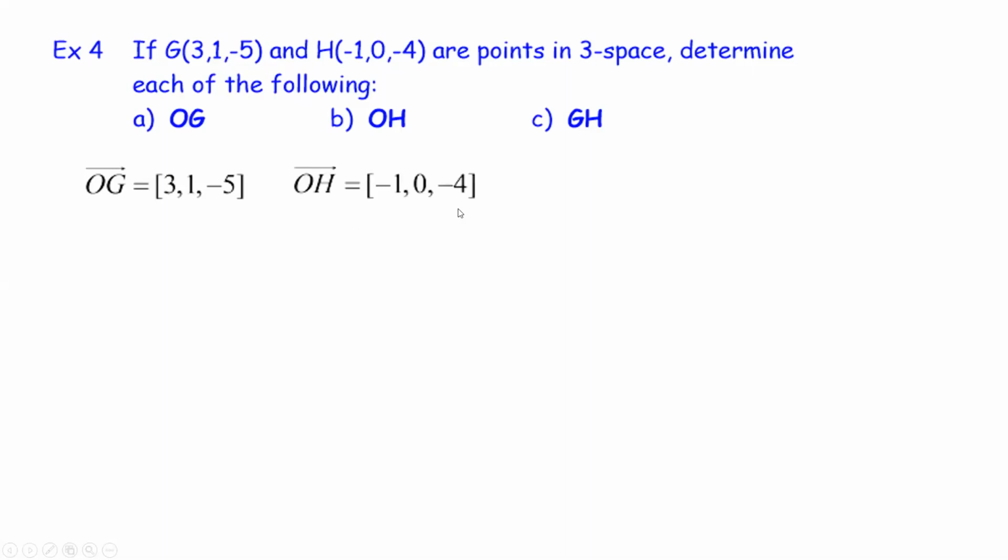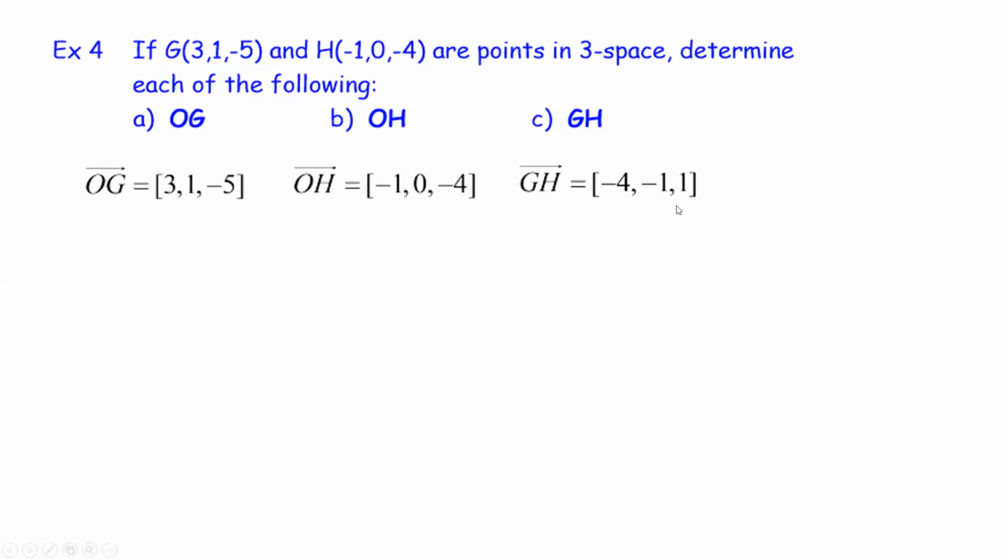There's no difference there. And then if I ask for GH, it's exactly what we just did a few minutes ago. The GH would simply be the H minus the G. So what does that look like? That means I'm going to take -1 and -3, which is a -4. I'm going to take the 0, and subtract 1 from that, which is a -1. I'm going to take the -4, and subtract -5, which means adding 5, that gives me 1. So here's your GH. These are the components of the GH vector.